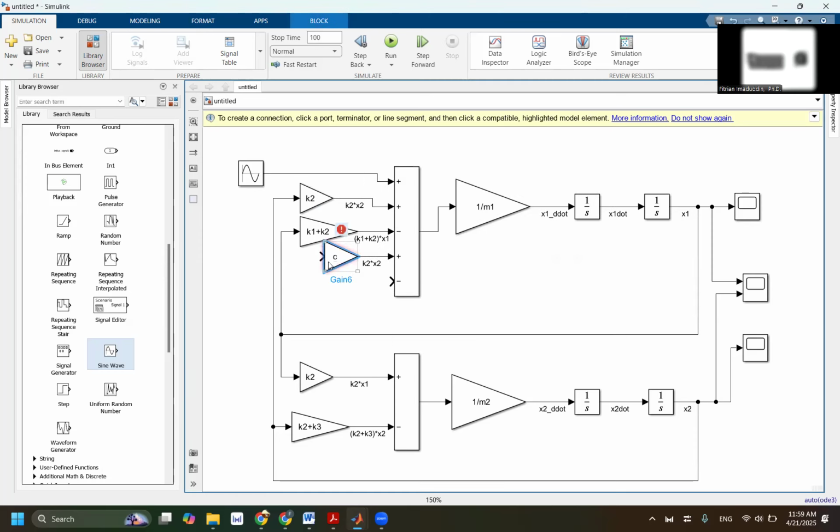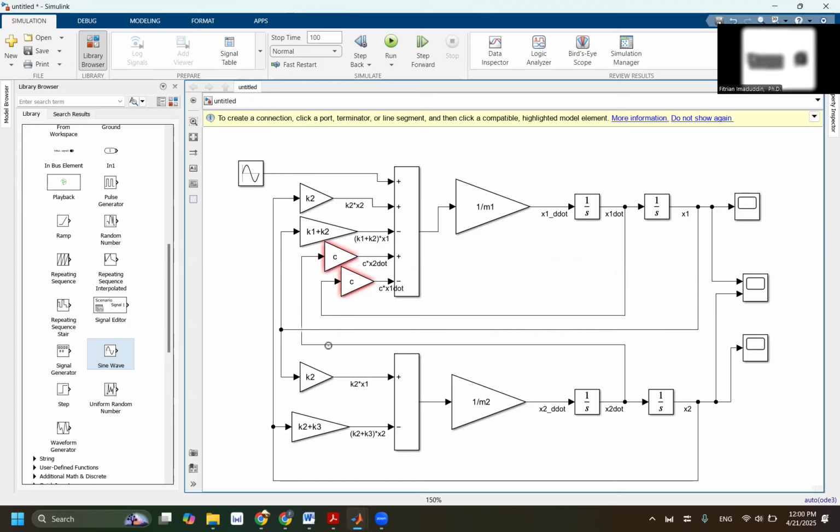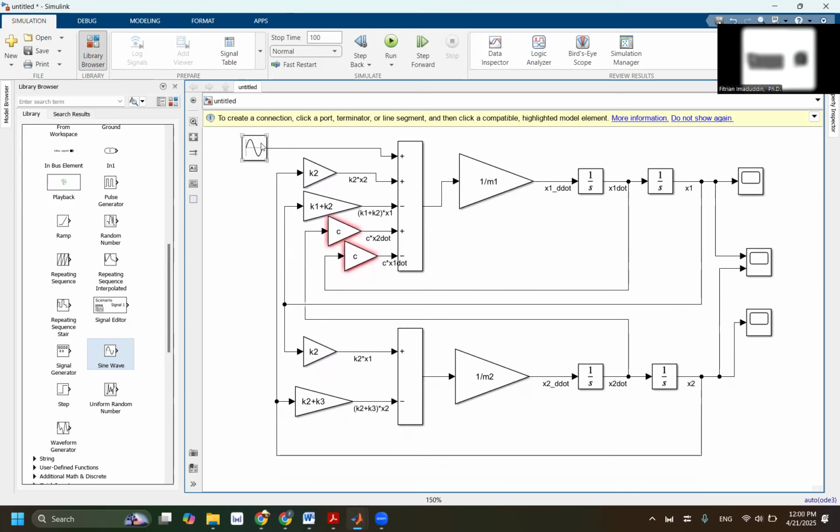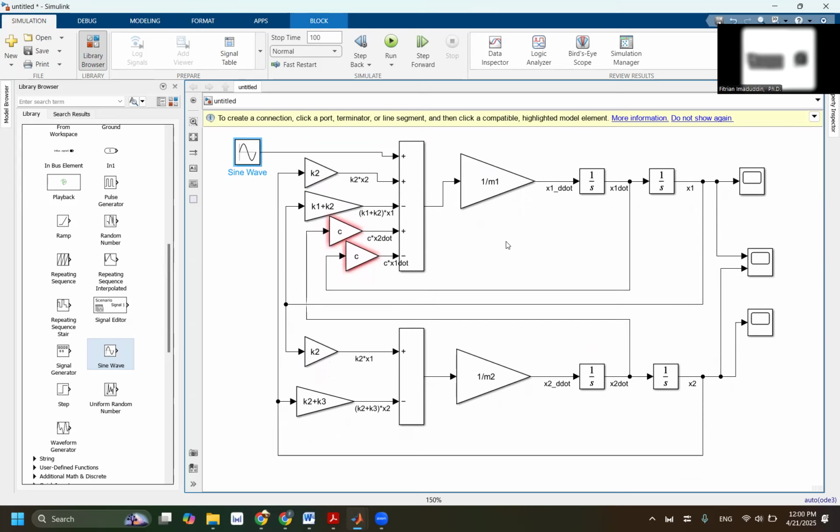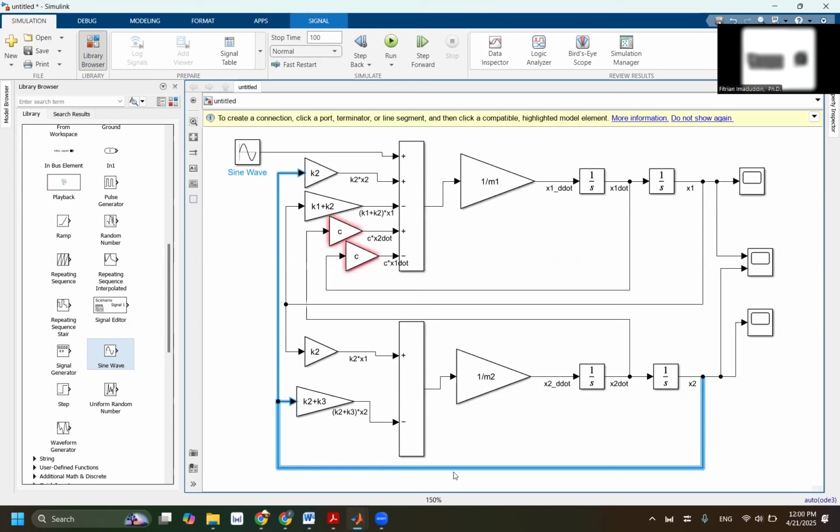This is C. Also, this is C. The first one is C multiplied by X2 dot. The second one is going to be C multiplied by X1 dot. So this one will be here. This is the X1 dot, but this one will be here. I'm not going to be really a perfectionist about the neatness of this, but the more connections you have, the messier it will look.